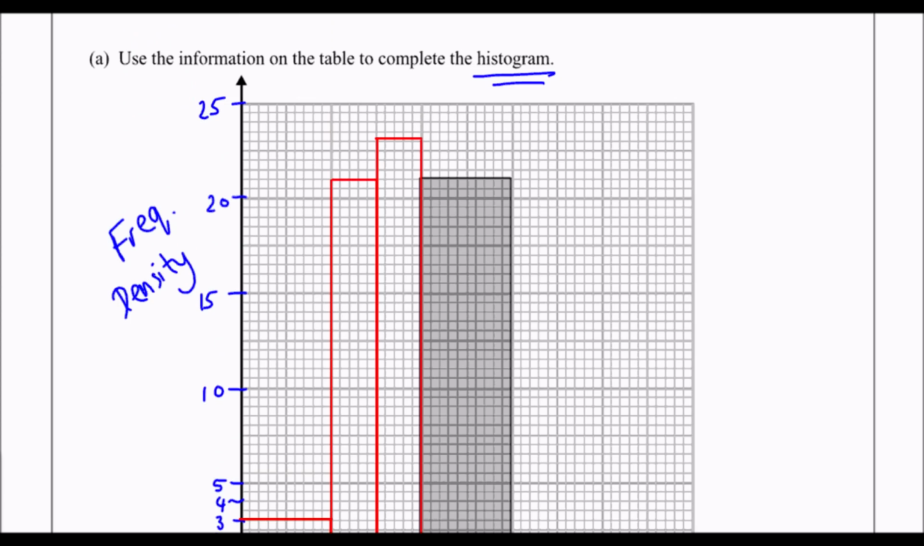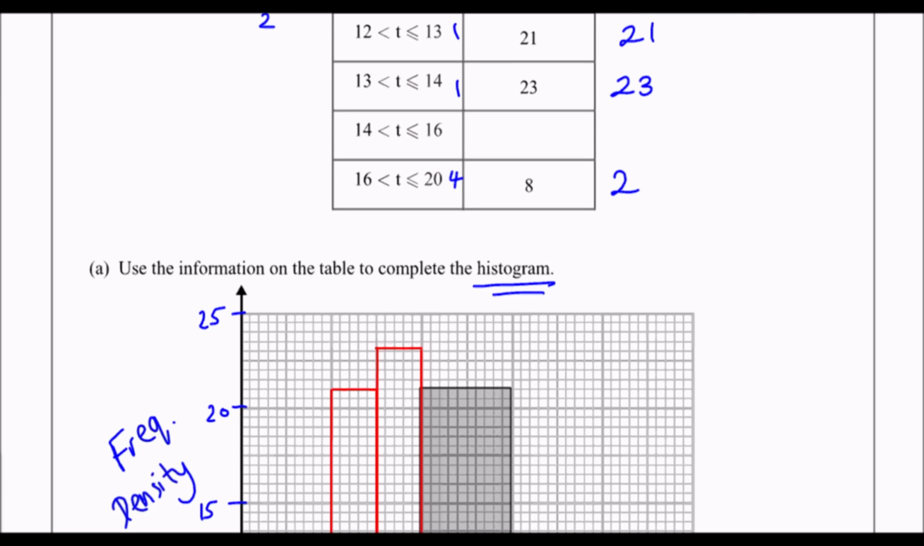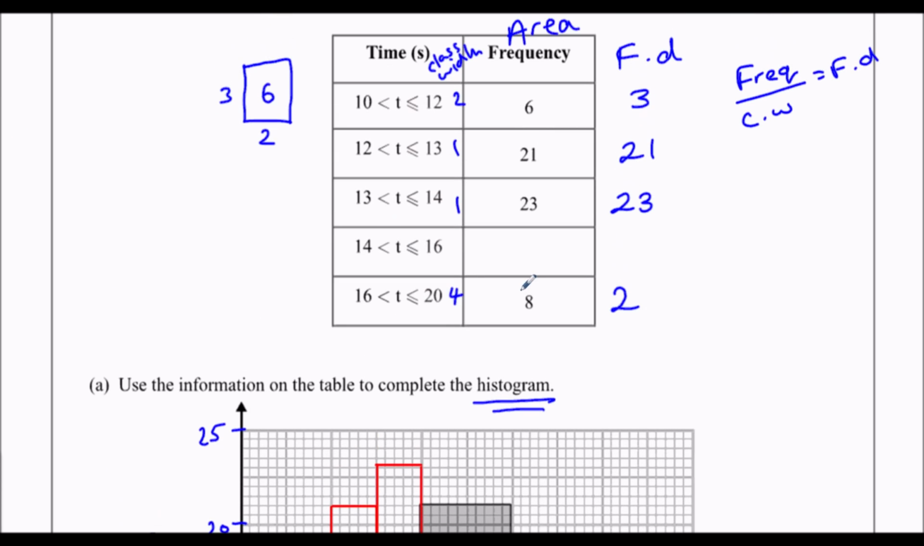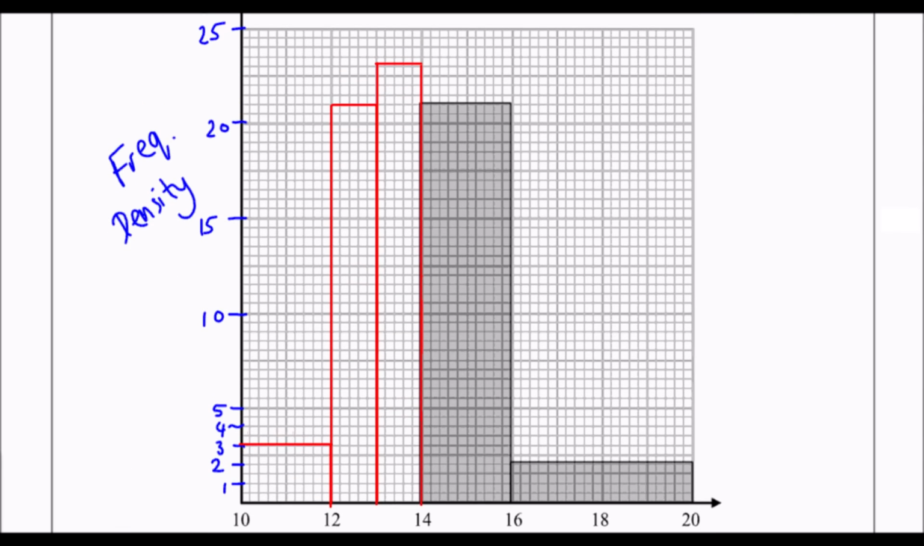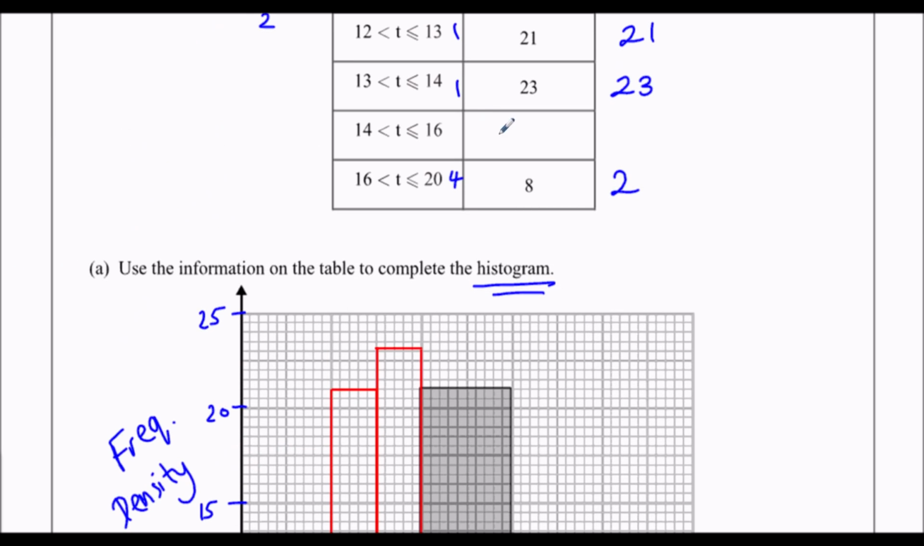Part B, use the histogram to complete the table. So we need to know the frequency for the 14 to 16 bar. So the frequency is the area. It's got a base of 2, from 14 to 16 is 2. A height of 21. So base of 2, height of 21, the area is 2 21s, 42.